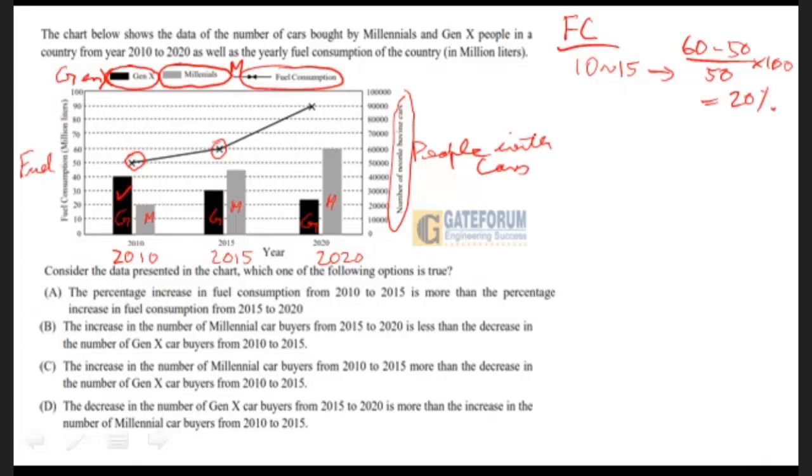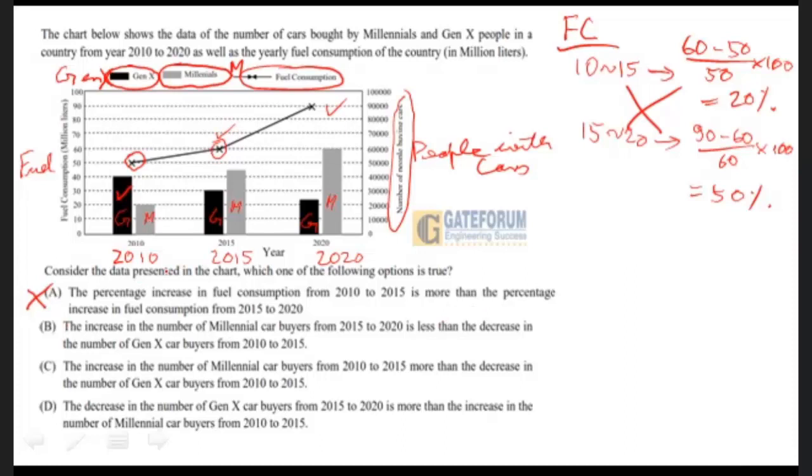And the percentage increase in fuel consumption from 2015 to 2020 would be 90 minus 60 divided by 60 into 100, so that is 50%. It has been said that the first is more, so this is wrong. This is absolutely false, because this is less.